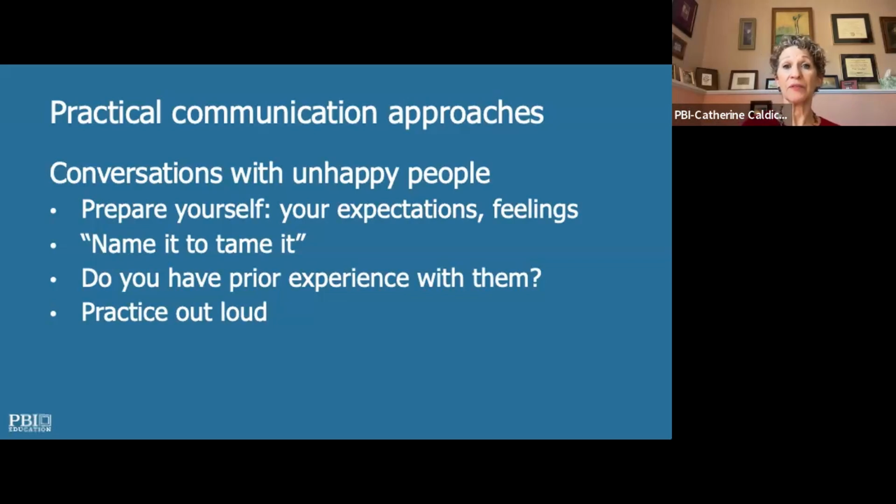Also, when you're having a conversation with somebody like this, do you have prior experience with them? And does that experience color the interaction you're about to have with them? If you're not exactly sure what you're going to say or how you're going to say it, practice out loud. You might even want to practice in front of a mirror. All of those will render you a lot more prepared for the interview or the conversation.